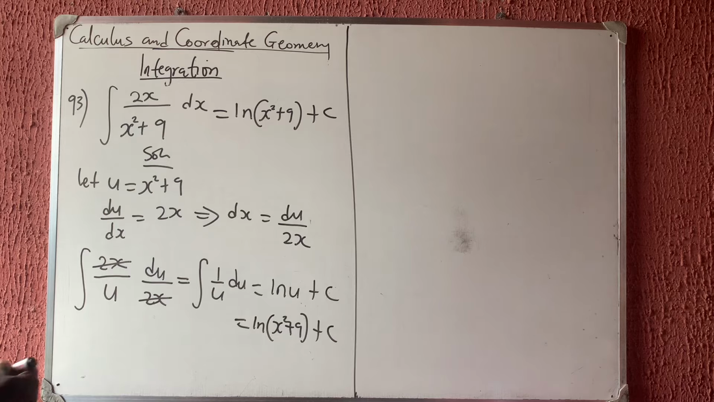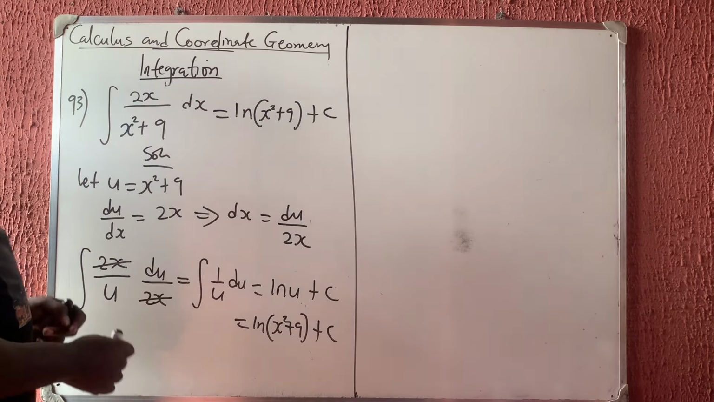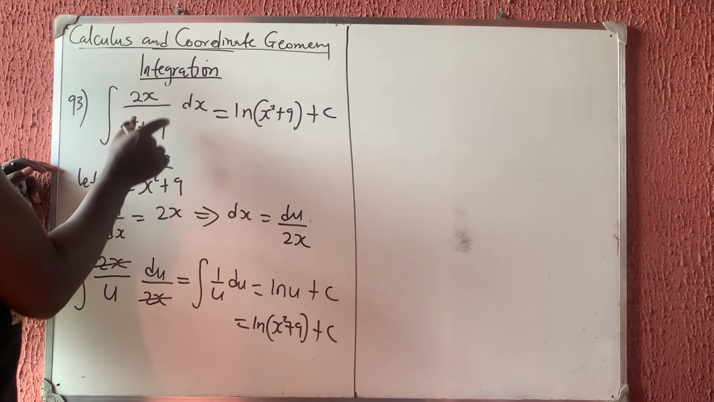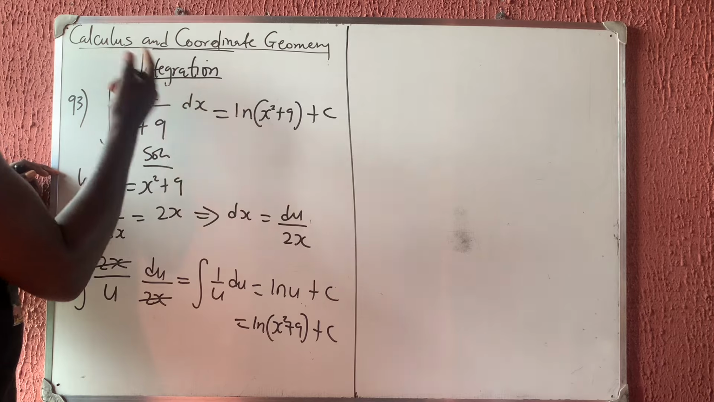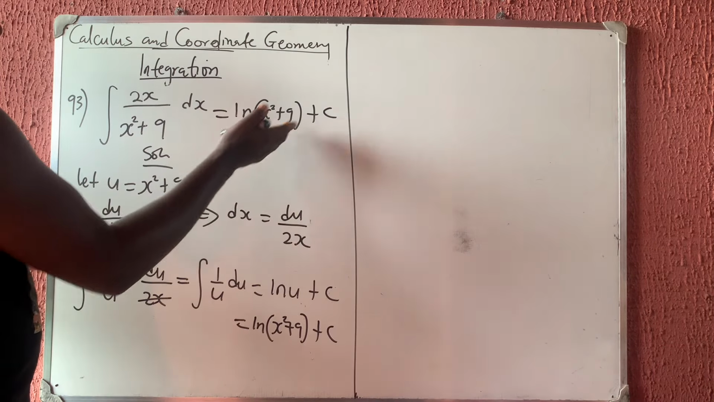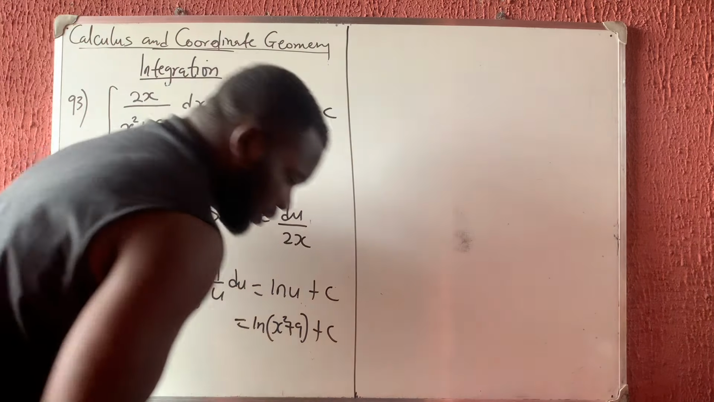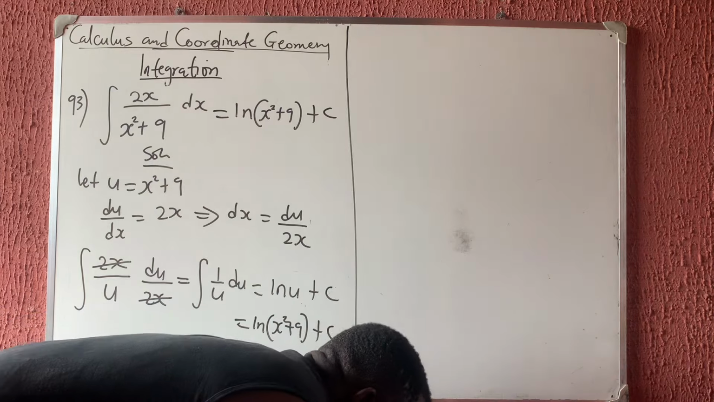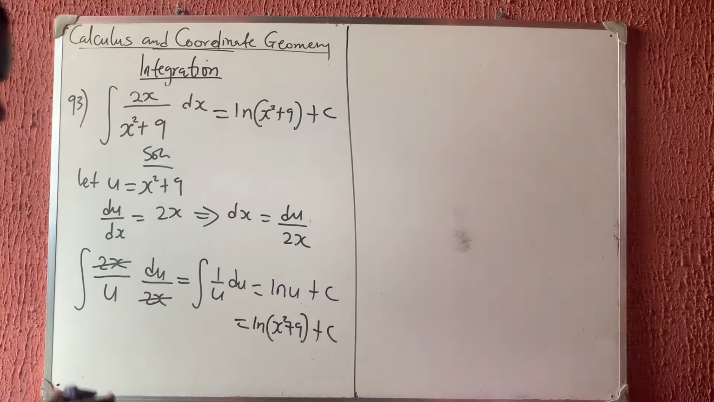So instead of using all this formula, what you do is, if you differentiate the denominator and you are getting the numerator, your answer is simply ln that denominator. All right? So we go to the next question. That is question number 103.